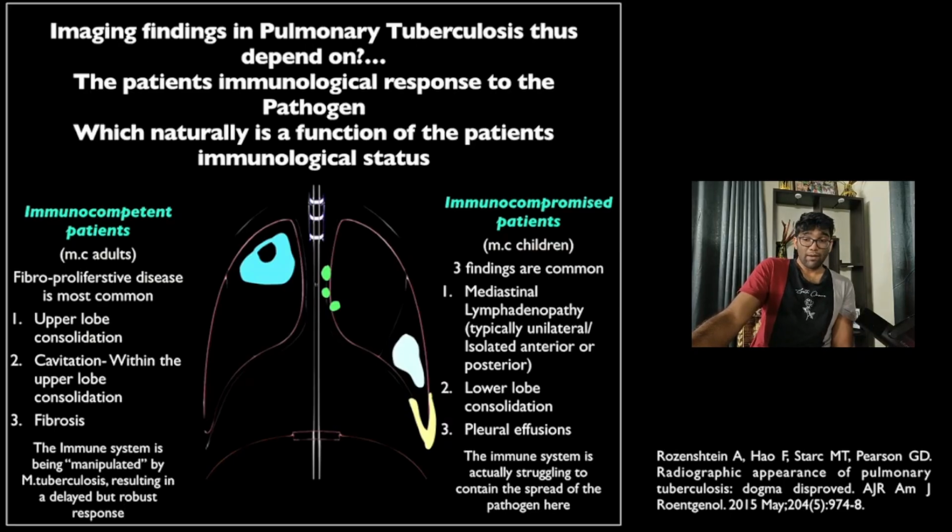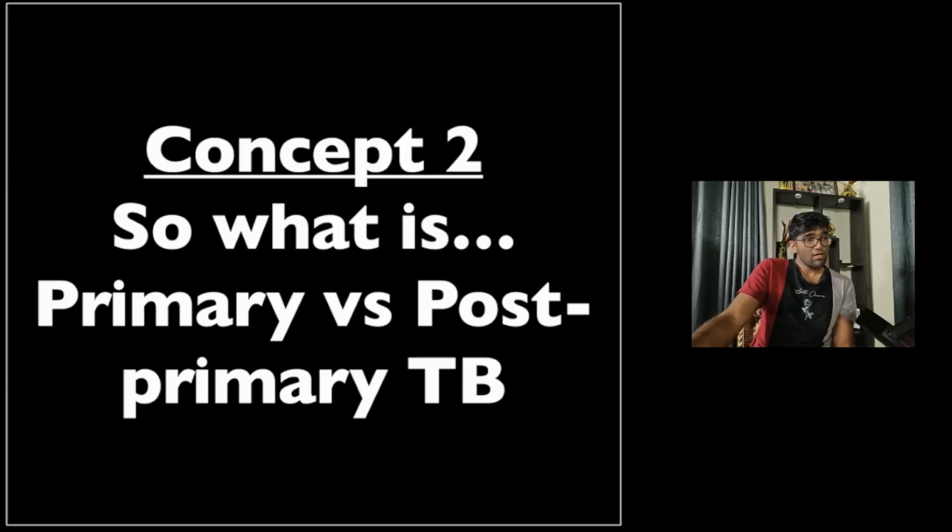This is, however, different from what happens with very immunocompromised patients and the development of miliary tuberculosis or disseminated tuberculosis. So there is a distinction between the two. On the other hand, here we have actually an immunocompetent patient in whom the immune system has been manipulated by M. tuberculosis, resulting in a delay in granuloma formation, but eventual granuloma formation and eventual robust CD8 plus T cell tissue damaging responses. So I hope that much is clear.